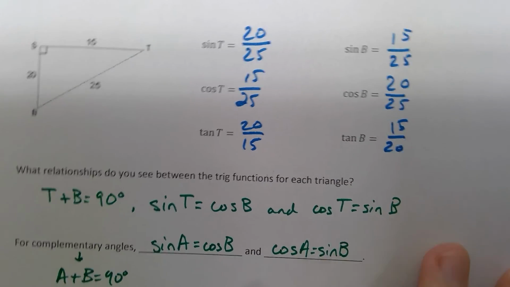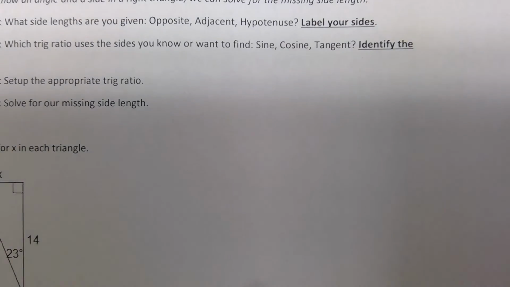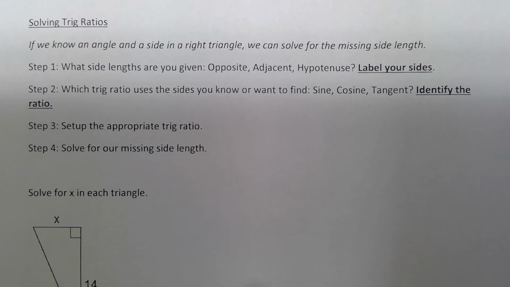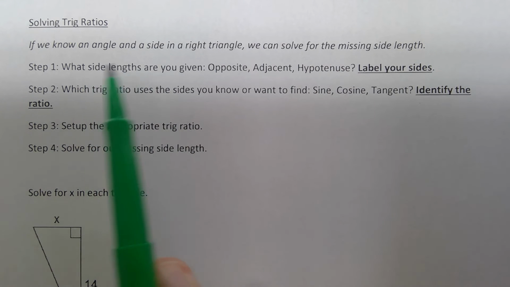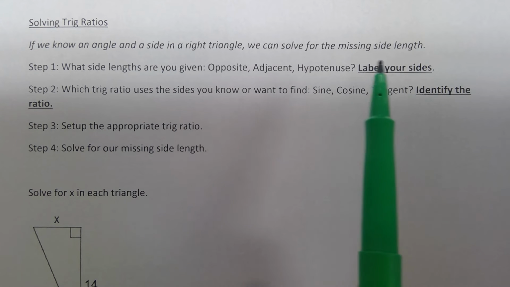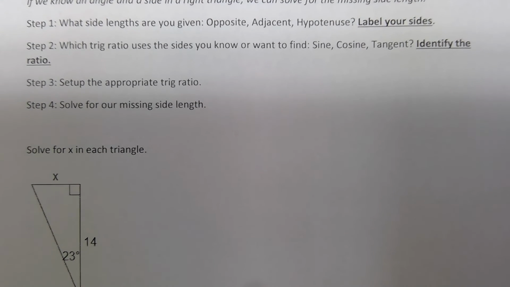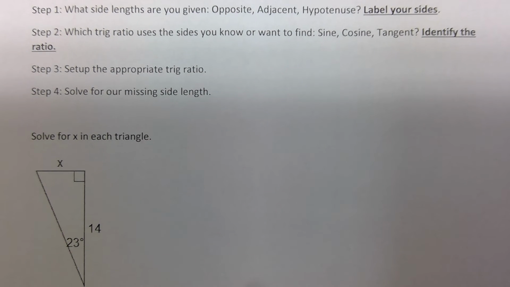So now we're going to go ahead and apply our trig ratios and do some problems with them. We were finding some ratios before, but now we're going to solve for some side lengths. Here's a nice step-by-step process: if we know an angle and a side in a right triangle, we can solve for the missing side length. Step one, we need to look at what side lengths we're given: opposite, adjacent, and hypotenuse. We want to label our sides.